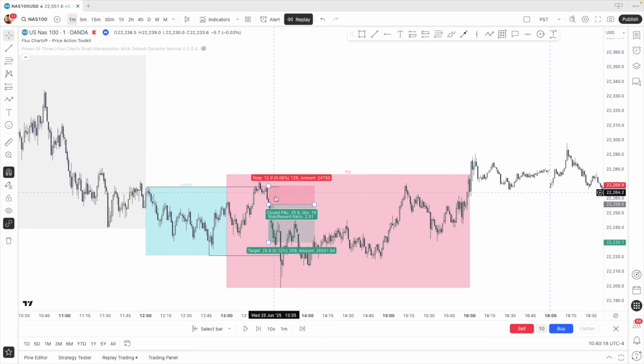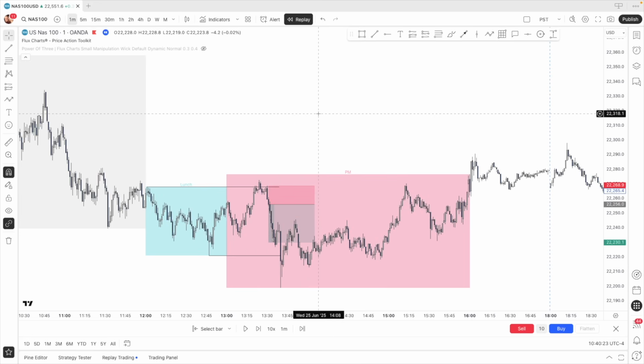And this one was a winning trade, so plus 2%. So in total, 3 days, 3% gain. That's how easy this strategy is.